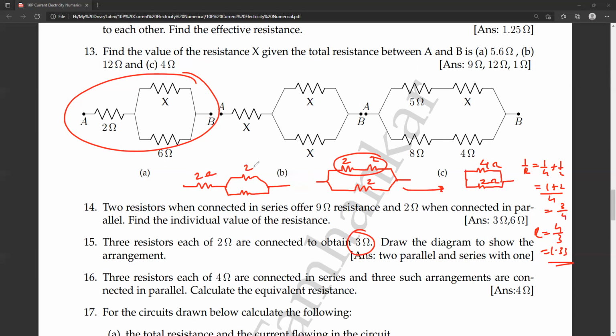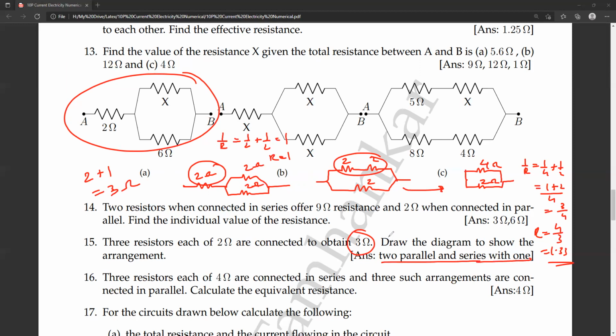What about this? When you have 2 and 2 in parallel, 1/2 and 1/2, that is 1. So R is equal to 1 ohm. And here this is 2. So 2 plus 1, that is 3 ohms. That's the answer. So you connect two in parallel and in series with 1.